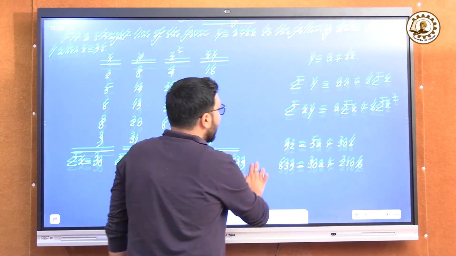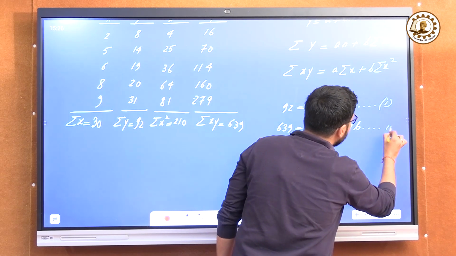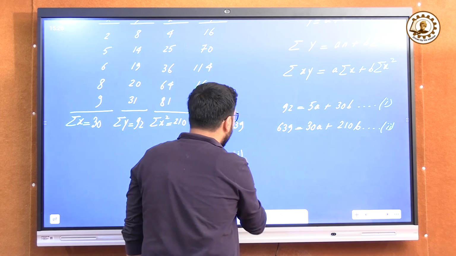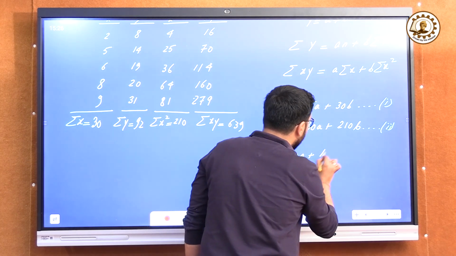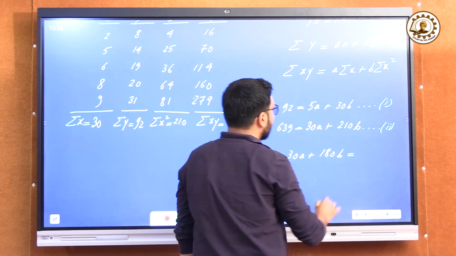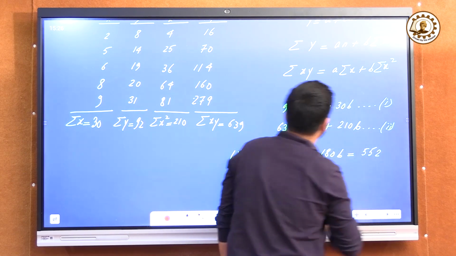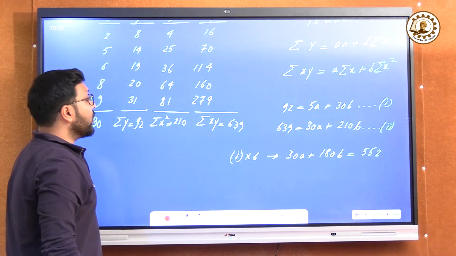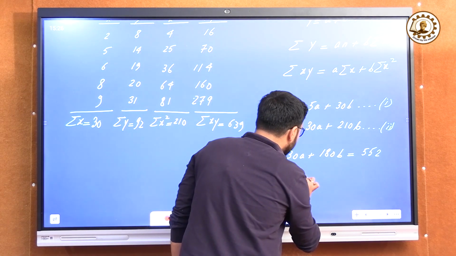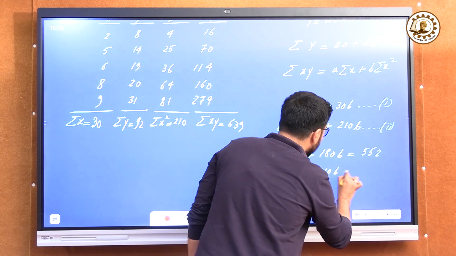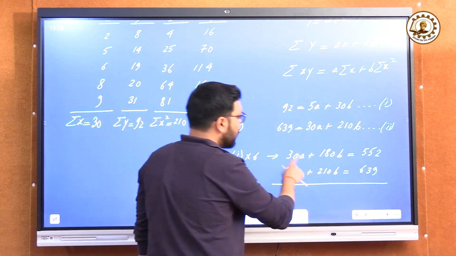So we can find out the value of y. If I simply multiply the first equation, suppose this is the first equation and this one is the second equation, by 6, we'll get 30A plus 180B. So see, I have multiplied the first equation by 6, and I'll keep the second equation the same as before: 30A plus 210B is equal to 639. Now I'll just simply take the difference of these two equations.